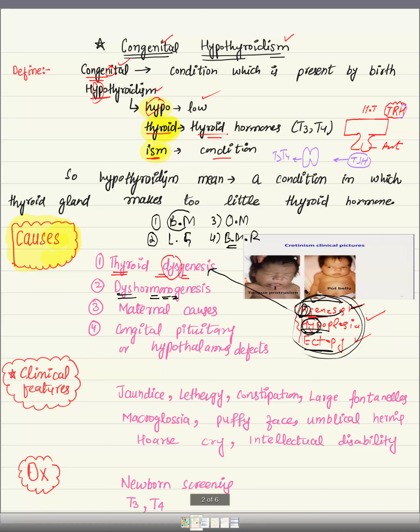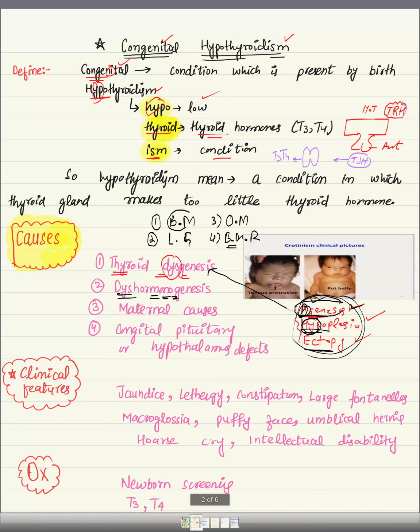Okay, so the next symptom the baby has is lethargy. Also, sometimes the term used for it is hypotonia. Hypotonia and lethargy are the two important clinical features the baby might show. Hypotonia is also called floppy baby. Floppy baby means the baby's muscle tone is very low.